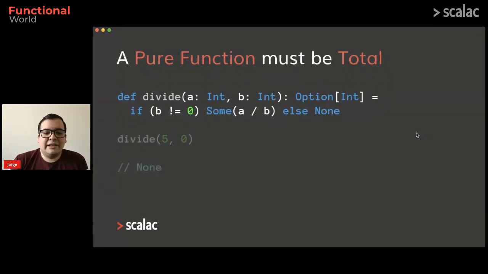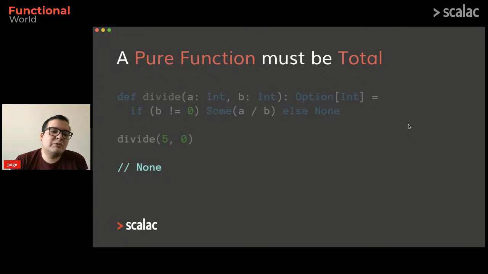So we have here another version of the divide function. In this case, it doesn't return an integer, but it returns an option of an integer. So in some cases, for example, when b equals 0, we're going to get a None value. And in the other case, where b is different than 0, we're going to get the division of the integers encapsulated inside a Some. So now if we divide 5 by 0, we're going to get a None value. We don't get an exception anymore, but we get a concrete value.